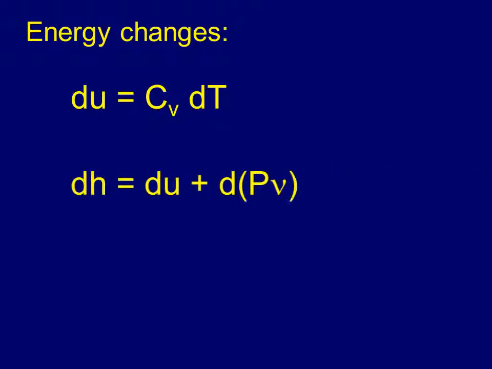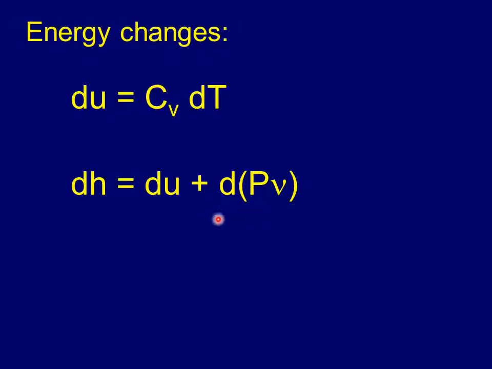Okay, we want to talk about energy changes now. For an ideal gas, dU is equal to Cv dT, again only a function of temperature. Now dH: remember H is U plus PV, so dH is dU plus d of PV.